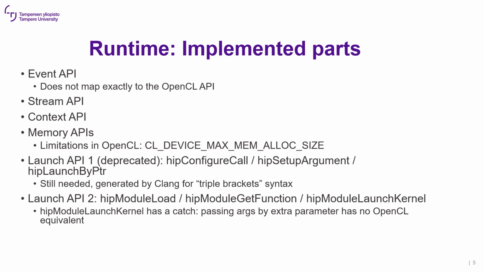Unfortunately, some other limitations of OpenCL are more serious. HIP allows a large part of device memory to be allocated in a single memory allocation, while most OpenCL implementations limit the maximum allocation size to a much smaller value, usually a quarter or a half of the device memory. Another limitation is in the kernel launching API. HIP and CUDA allow passing all kernel arguments in a single array of bytes. This is not possible with OpenCL, which only allows setting kernel arguments one by one.